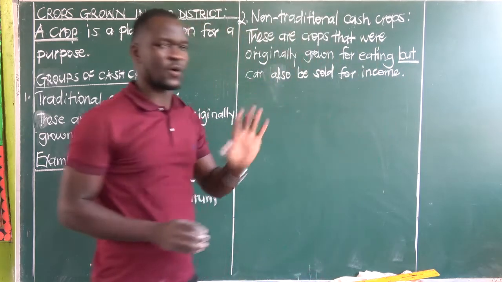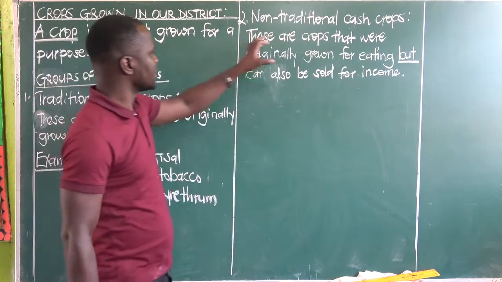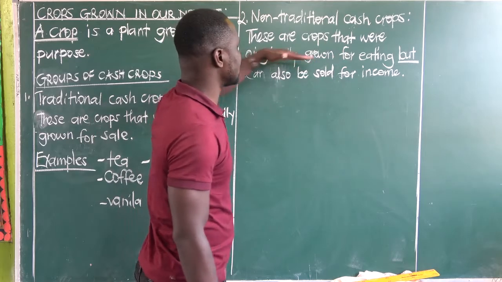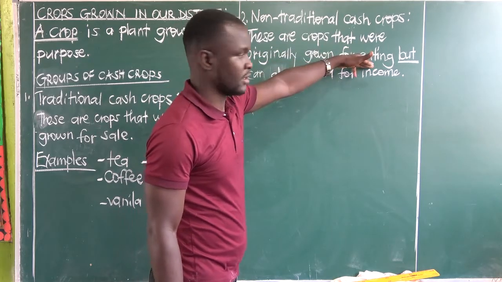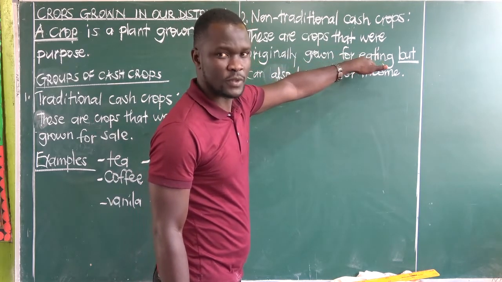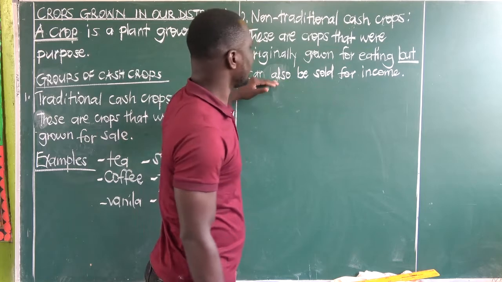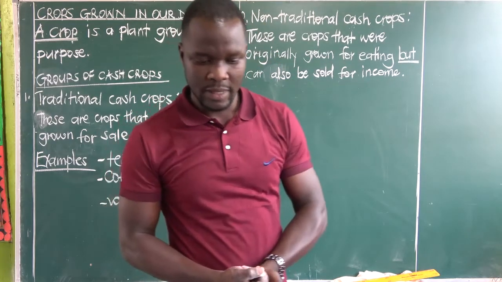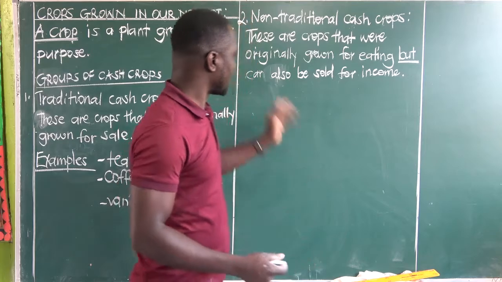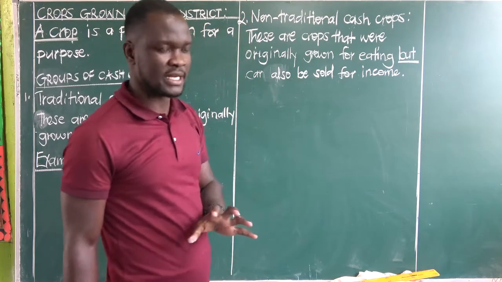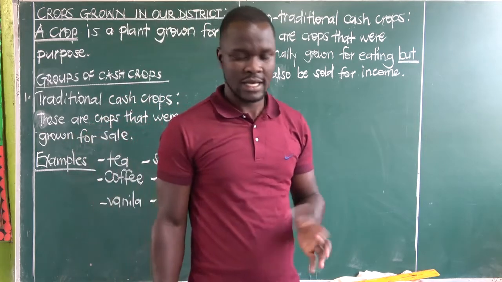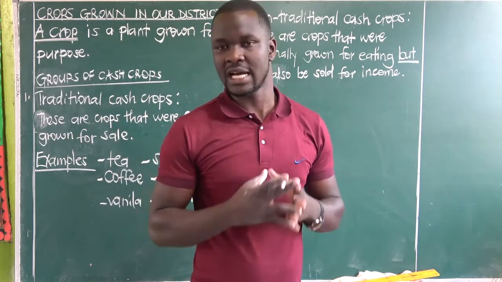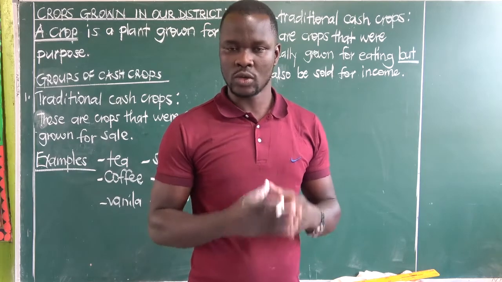So that is what we need to note. These are crops that were originally grown for eating. Remember, we had called them food crops. But today, they can also be sold for income. Which means we are now trying to understand the statement that I mentioned at first, that today all crops can be termed as cash crops.